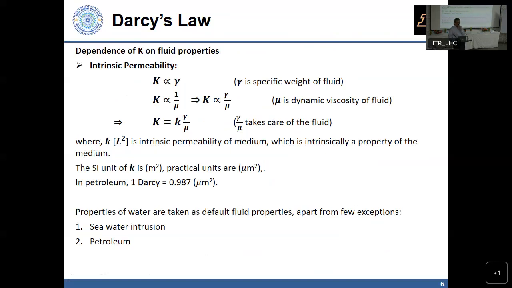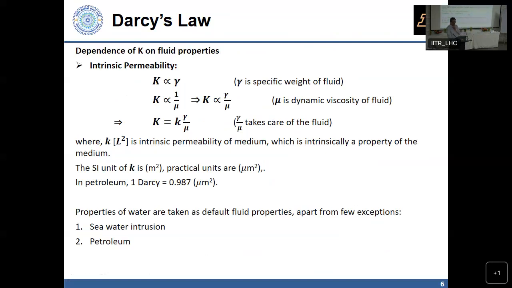Hydraulic meaning the fluid is water. For typical temperatures, the specific weight of water doesn't change much. Viscosity does change, but in groundwater conditions, most of the time the temperature fluctuations are not that high. So we think of the hydraulic conductivity. If the fluid properties do change, then of course the conductivity will change as well.